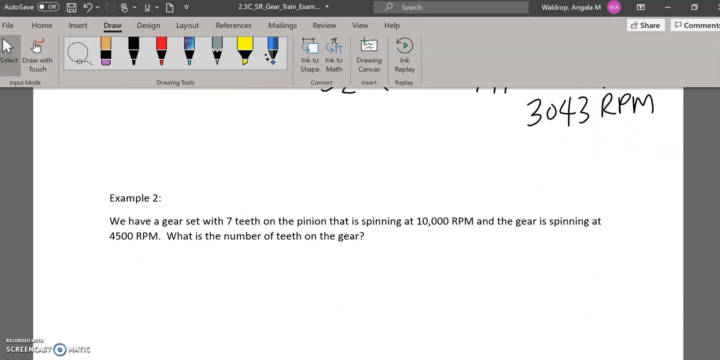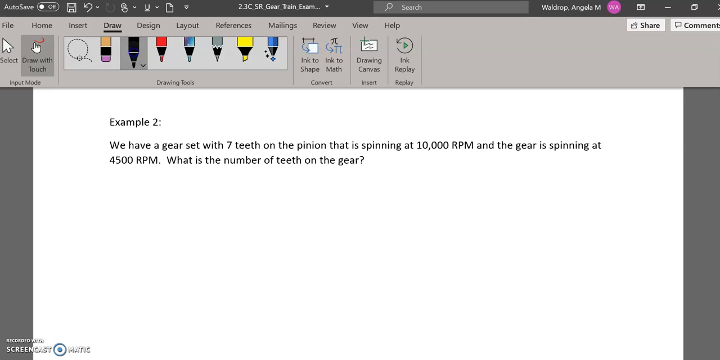Okay, if I scroll down to the second one, I have a gear set with 7 teeth. That's going to be N1, and the pinion is spinning at 10,000. That is S1. And I have a gear spinning at 4,500, that is S2, and I need to find the number of teeth on the gear. So I'm solving for N2.